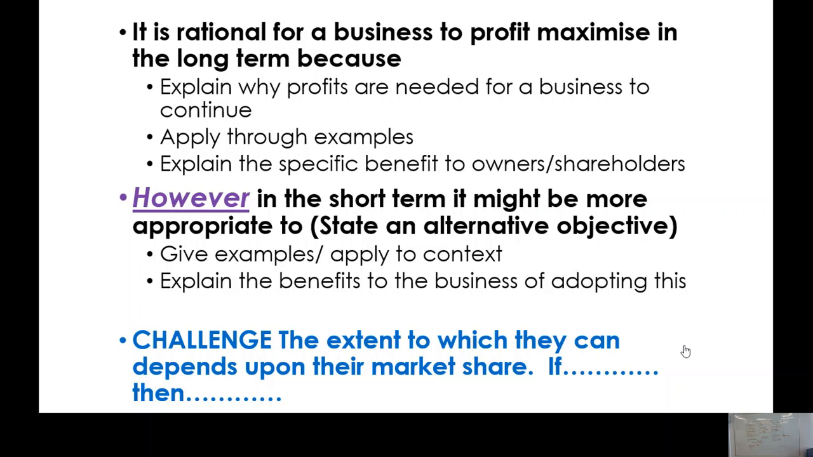Okay, students, remember, you've got case for. If you've done that, case against, why there'll be another objective, think of the situation, apply it to the business. If you are fast writing and you've done both of those things, remember to have a go at a conclusion. The extent to which the business can profit maximise depends upon market share because, finish that paragraph.